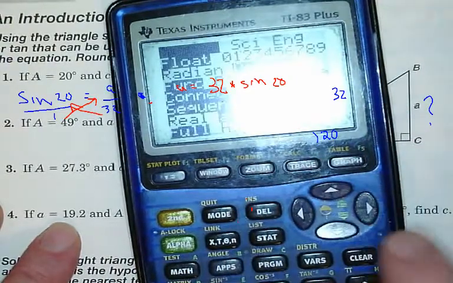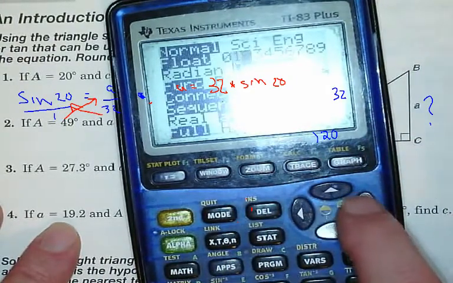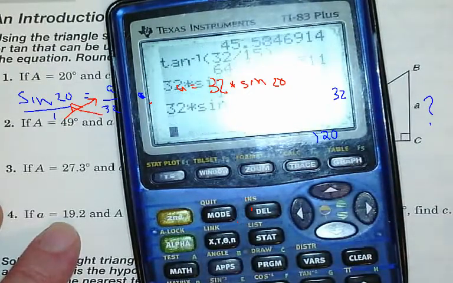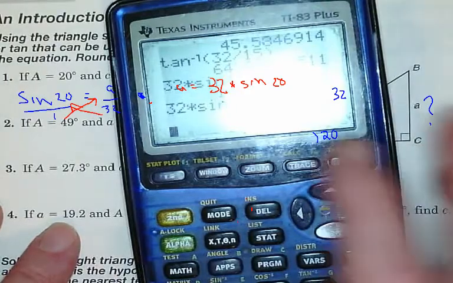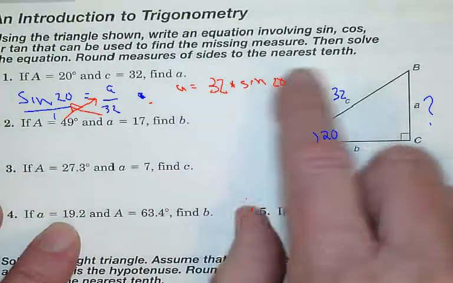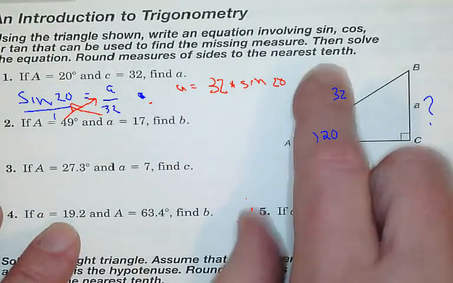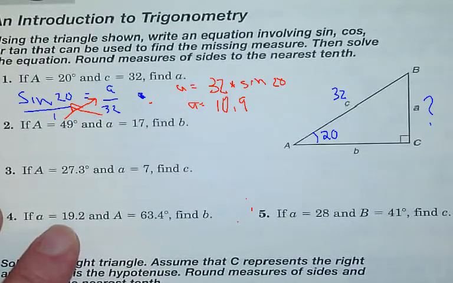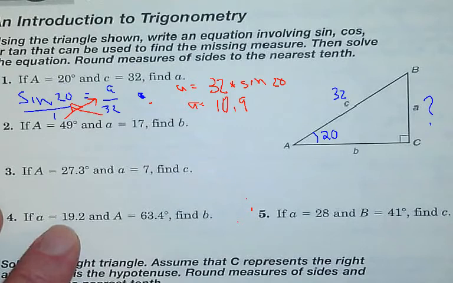10.944. Oh, I forgot. I want my answer to be rounded off. So I'm going to round it off to 3 decimals. We'll do that again. 945. So I'm going to say 10.945. What does it say? Oh, it says round to the nearest tenth. Well, that's easy. Then we'll say A is 10.9, right? Yay! So we did that one. No problem.